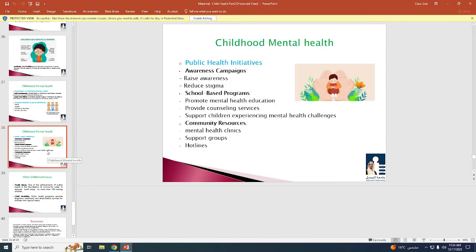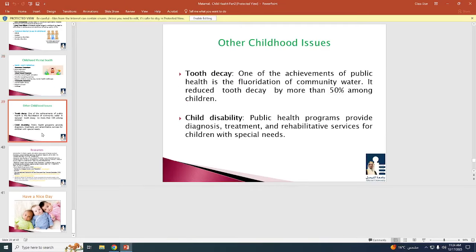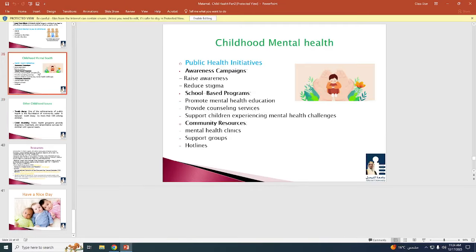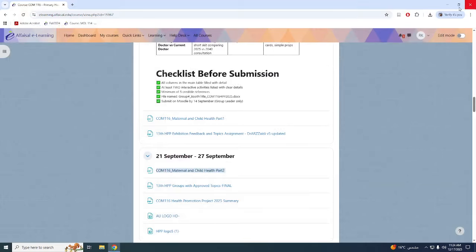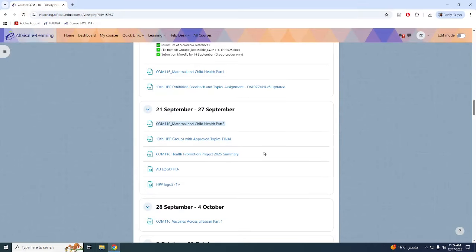Okay. What else do we have? Of course, all of that is important as well. What are the public health initiatives to reduce the number of children who are suffering from mental health problems? And that's it. What are the other childhood issues? Tooth decay, child disability, and that's it. Any question until now? Perfect.